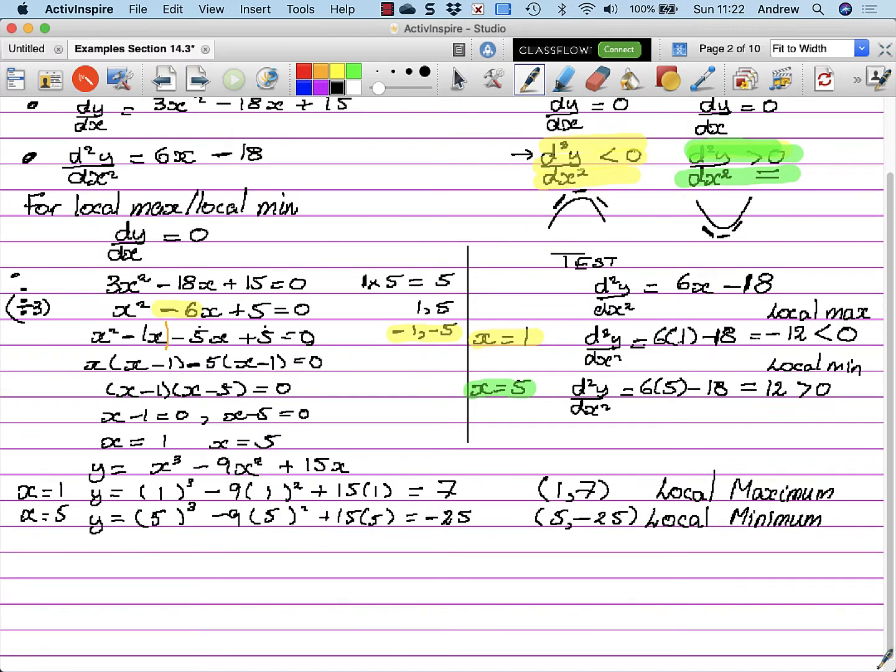And that's the end of the problem. Now, that is the end of the problem, but sometimes you are required to sketch it. So we're going to now, even though this is not part of this problem, sketch this cubic equation. Now going back to fourth year, it is a positive cubic equation.